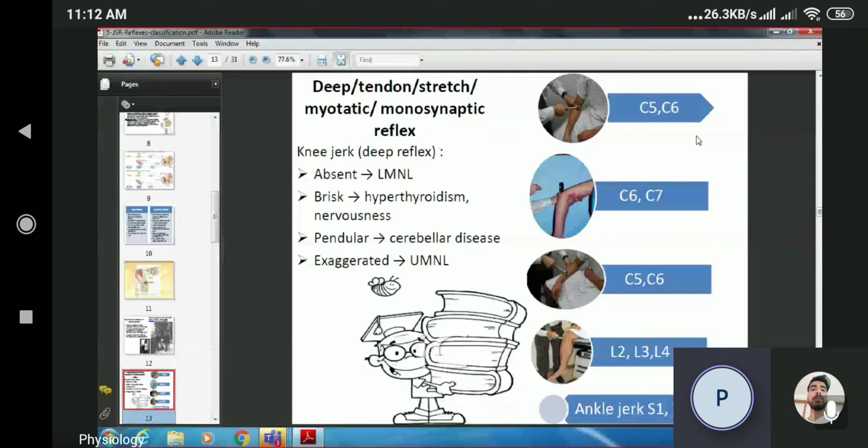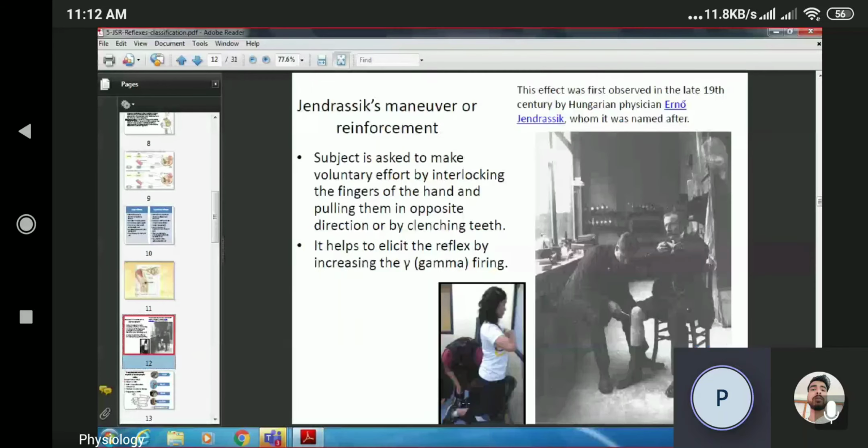This is the triceps jerk. Root value is C6, C7. Another is the supinator jerk. Root value is C5, C6. This is knee jerk. The root value is L2, L3, L4. For ankle jerk, the root value is S1 and S2. Ankle jerk, the picture is seen here. We strike on the Achilles tendon. Okay, and we see the muscle contraction of the calf muscles.